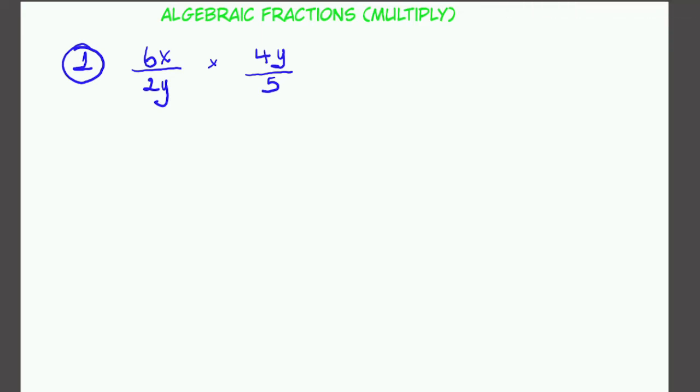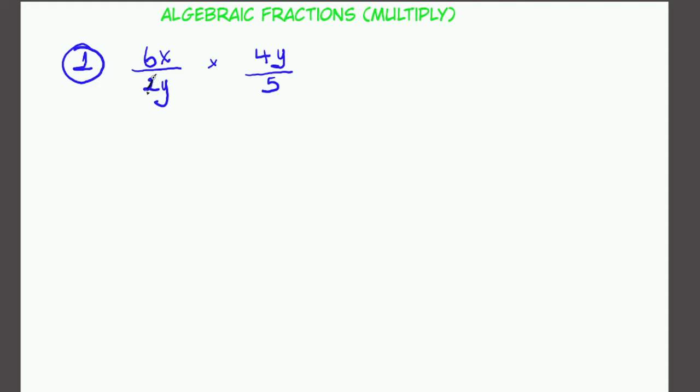Example number 1, 6x over 2y times 4y over 5. The first thing, let's go through the steps. Is there anything for us to factor? The answer here is no. Next thing, can we cancel? Yes, we can. So we're going to go ahead and cancel all the common factors.